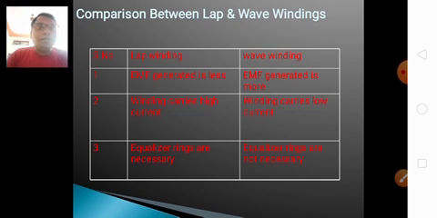Equalizer rings: in lap winding the number of parallel paths is equal to P, the number of poles. At the commutator segments the sparks will be more. In wave winding the number of parallel paths is equal to only 2, so the chances of spark occurrence will be less. So for lap winding we have to add equalizer rings at the commutator segment, to reduce the sparking. For that we are using equalizer rings.